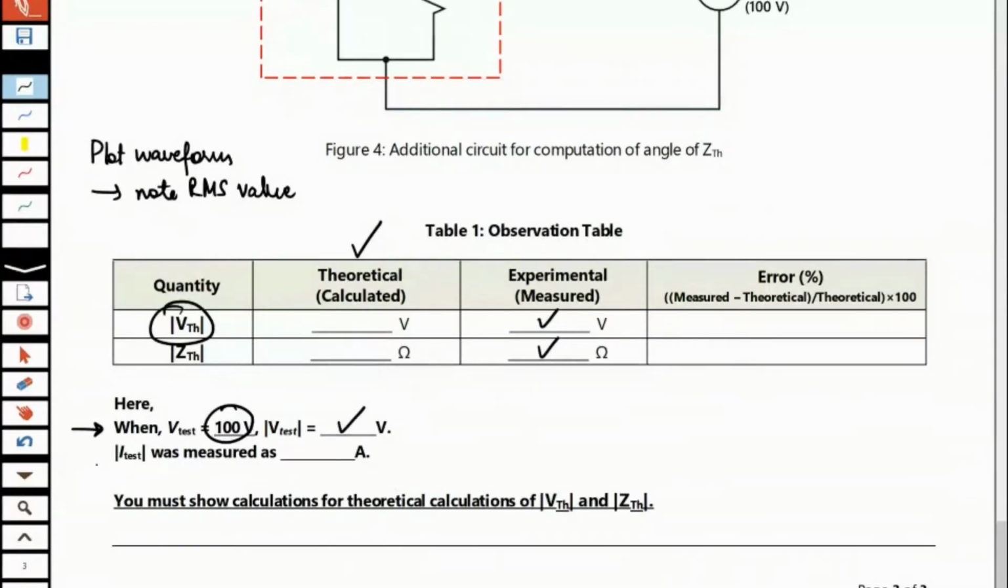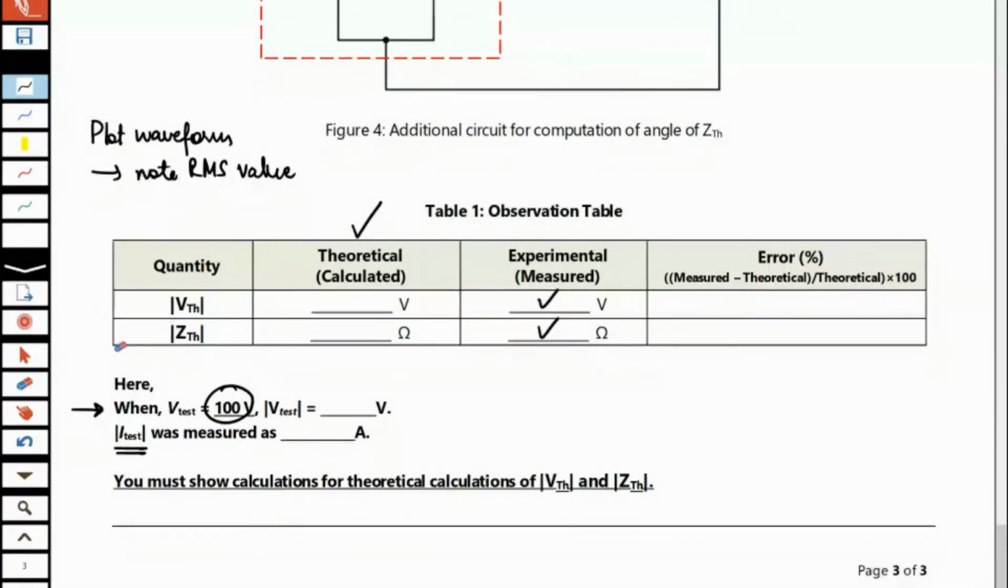And at that time, what was the value of I test, meaning the mod value? The measured value of the ammeter, that also you have to write. This will most likely be in milliampere, so please be careful about the units. The second very important aspect of this experiment is that you need to show the theoretical calculations.